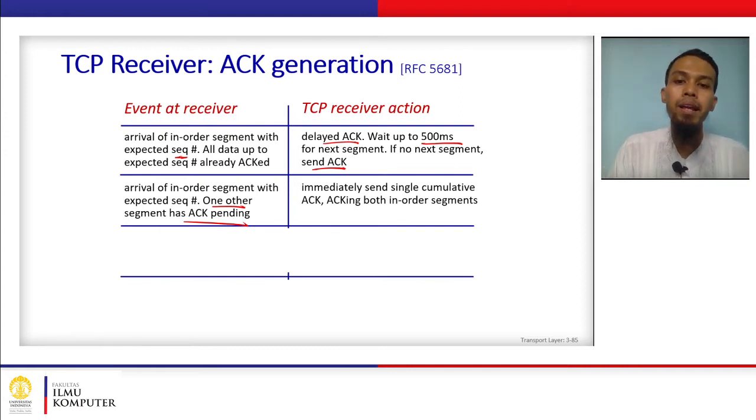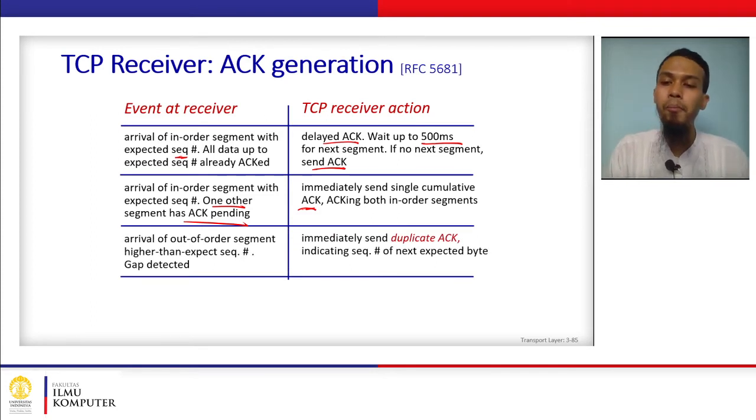It is best to continue the explanation from the first case. Let's say that before the 500 millisecond time, the next segment arrives at the receiver. The receiver will immediately send an ACK, only giving the ACK number of the latest segment received. So it's not going to send two ACKs for the two segments received, but only one acknowledgement with the number of the last segment received by the receiver.